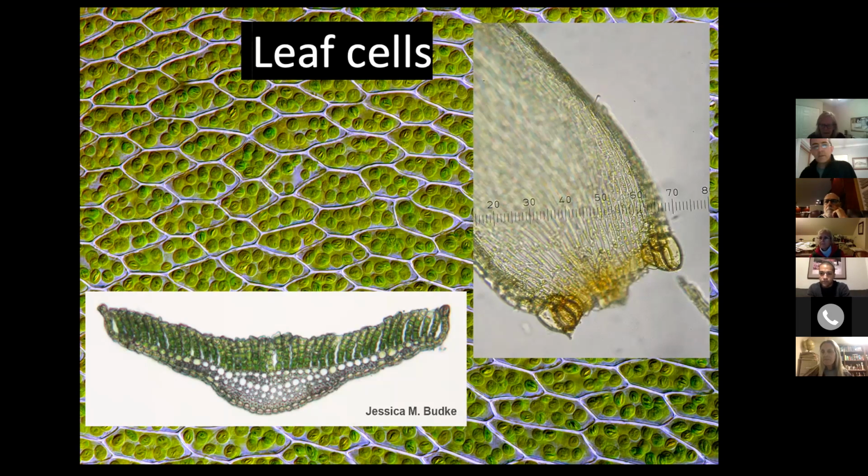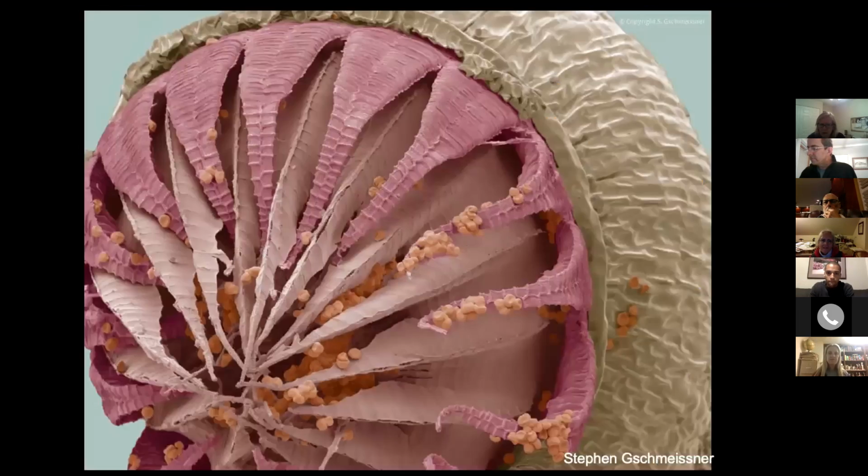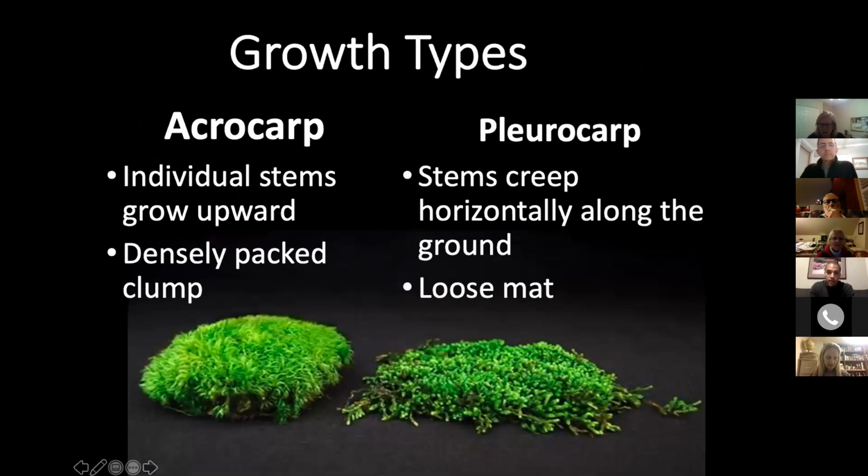Adam, could you go over the growth types again, the acrocarp and the pleurocarp? So if you think acro refers to height, like acrobat, so growing upward, versus pleuro, which I guess means flat. Basically, do the stems grow in neat clumps pointing up, or do they just creep along the ground flat? Thank you.